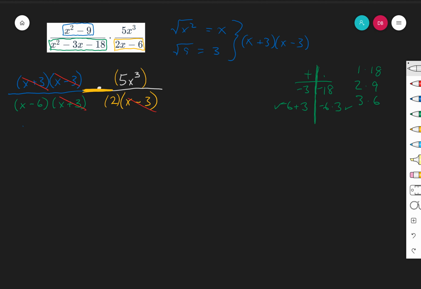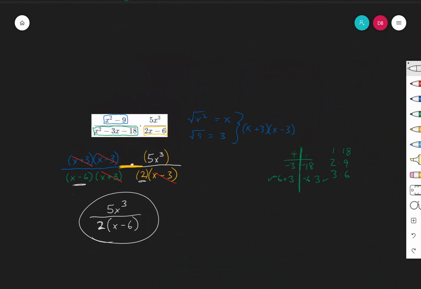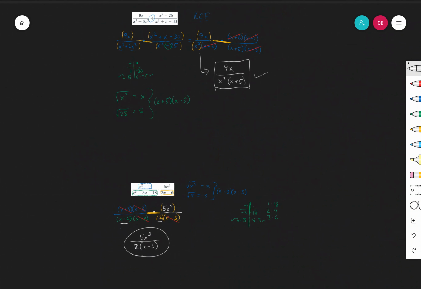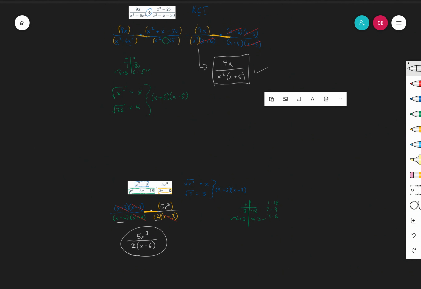So on the top, I'm just left with 5x to the third, and on the bottom, I'm left with 2 and the x minus 6. And again, it doesn't matter. I could have written x minus 6 and put 2 after it. I just like my numbers out front. So that's our simplified answer for this problem. That's just a quick review. I'll zoom out and give you a full view, though it's kind of far, maybe difficult to see. But it's just multiplication and division of rational functions.